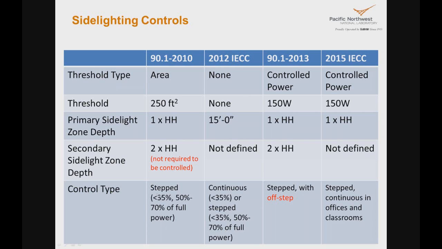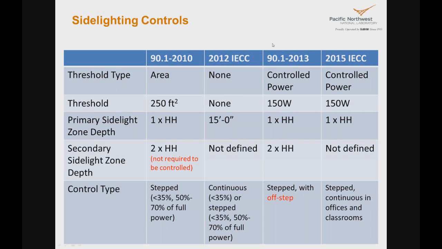You're only required to put in stepped controls because these are cheaper, and some steps are specified. So you need at least 2 steps, and 1 step must be below 35% of full power, and another step can be between 50% and 70% of full power.